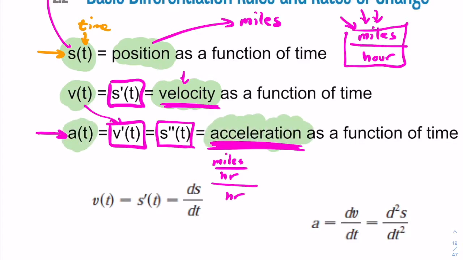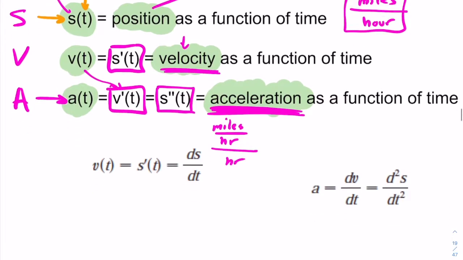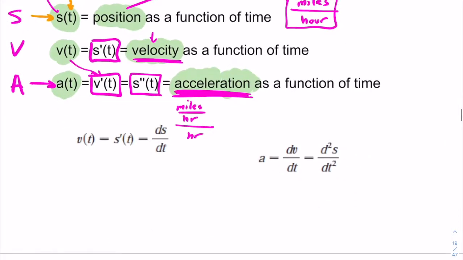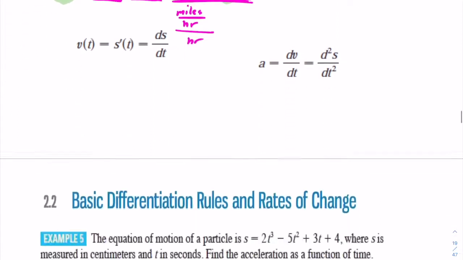So just remember SVA. Come up with some type of acronym. I forget. But anyways, SVA, don't forget that, okay, for particle motion.